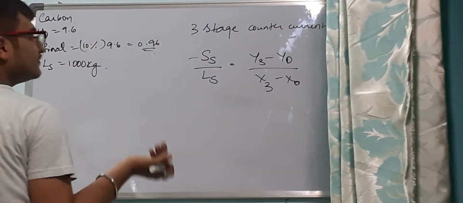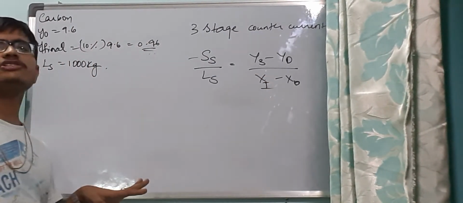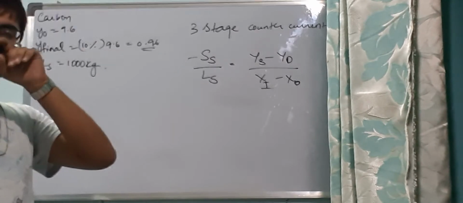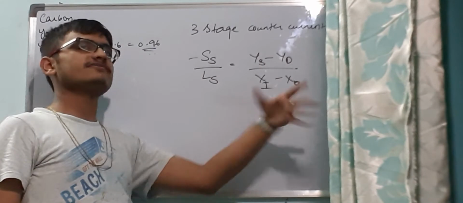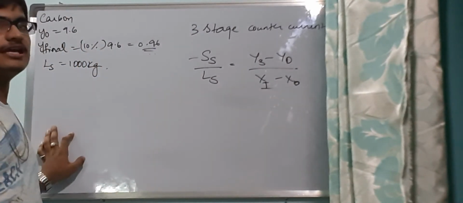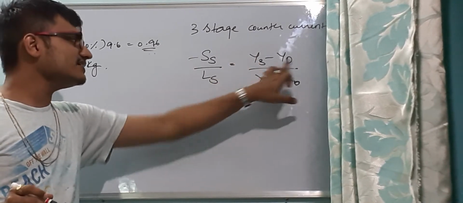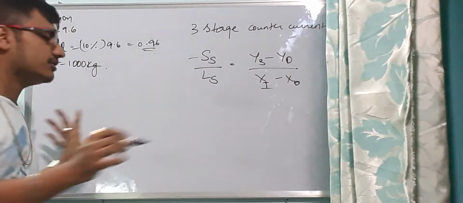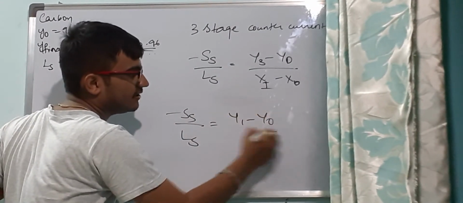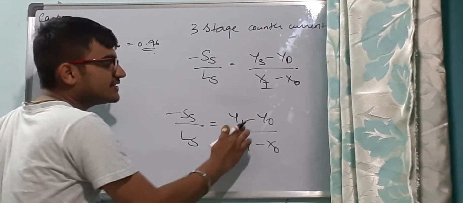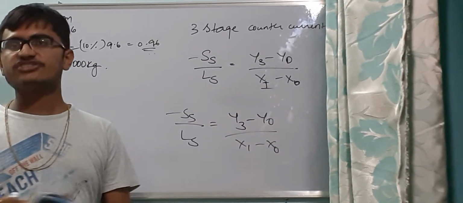Or else if you still have confusion, let it be x1 only. No issues. Don't get confused anywhere. Leave it. For the third stage, Ss by Ls will be y3 minus y0 by x1 minus x0 as usual. For single stage, what is it? Minus Ss by Ls is y1 minus y0 by x1 minus x0. For the third stage, only change this y1 to y3. That's all. That is your final value.